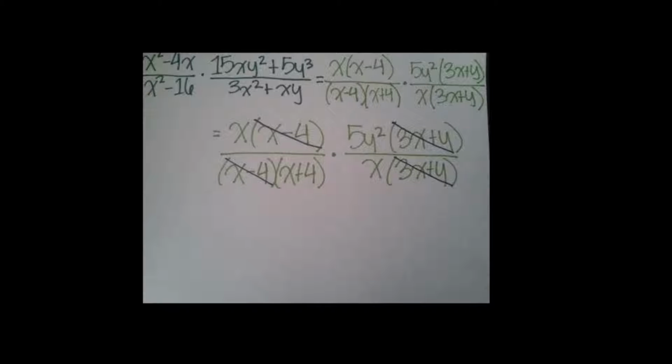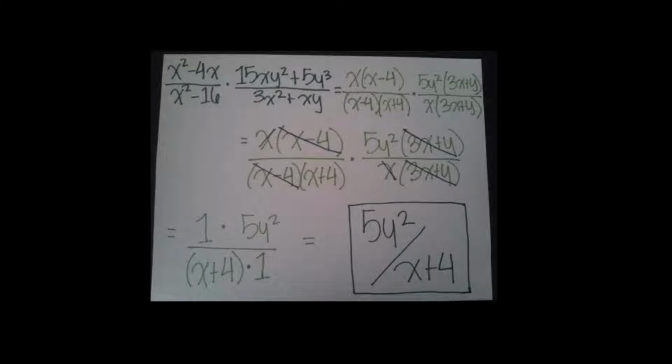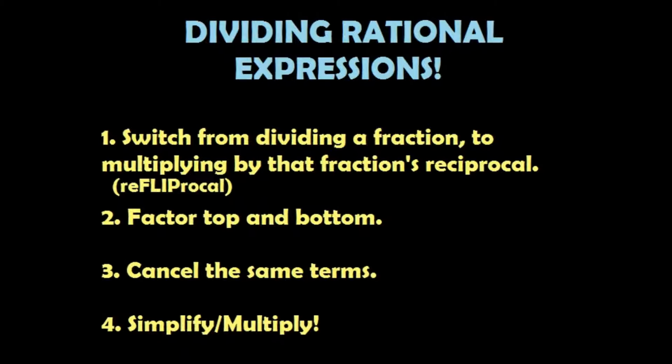Our next step is to cancel off terms. So when put back into normal form and how it was written before, we can see that the x minus 4's cancel, and so do the 3x plus y's. This clears everything up, and now all that's left is to multiply. You multiply 1x times 5y squared and x plus 4 times 1, and you should get 5y squared over x plus 4.